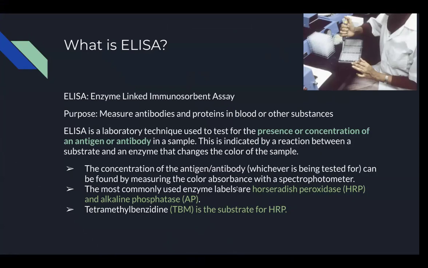A spectrophotometer is used for color absorbance. So measuring the amount of absorbance of the color can show how much of the quantity is present. And then these are the enzyme labels that are usually used: horseradish peroxidase and alkaline phosphatase. And then this would be the substrate.